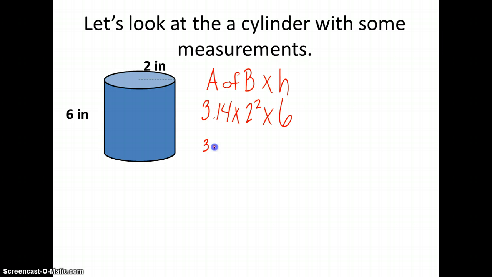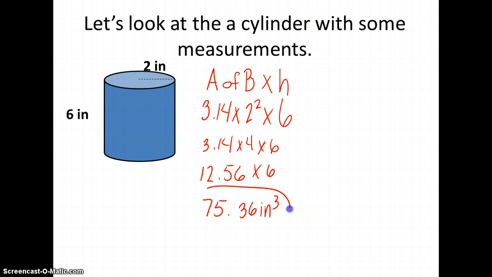Now I'm going to substitute in my height, which is 6. And using the order of operations, I do exponents first, and then I would take 3.14 times 4 and get 12 and 56 hundredths. And then multiply that base times my height, which is 6, to get 75 and 36 hundredths inches cubed. In your notes, go ahead and jot down this formula for the volume of a cylinder. It's the area of the base, or that circular base, times the height.